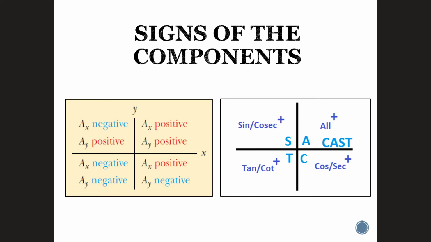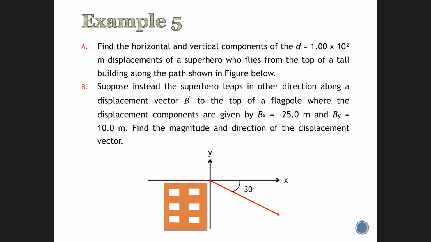So these are the things that I mentioned before. This is example 5. For question A, you can refer to the picture. Find the horizontal and vertical components of the displacement of a superhero who flies from the top of the tall building along the path shown in the figure below. The question already gives you the magnitude. You need to find the components, the x component and the y component.